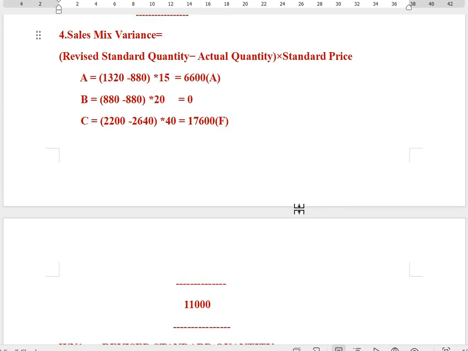We are going to substitute in the formula: revised standard quantity 1320 minus actual quantity 880 into 15, 6600. 880 minus 880 we are getting 0, into 20, 0. Then 2200 is the revised standard quantity minus actual quantity 2640 into 40. So here 1000 70,600. So one is favorable, another one is adverse. So minus it, you are having a net of 11,000 favorable.